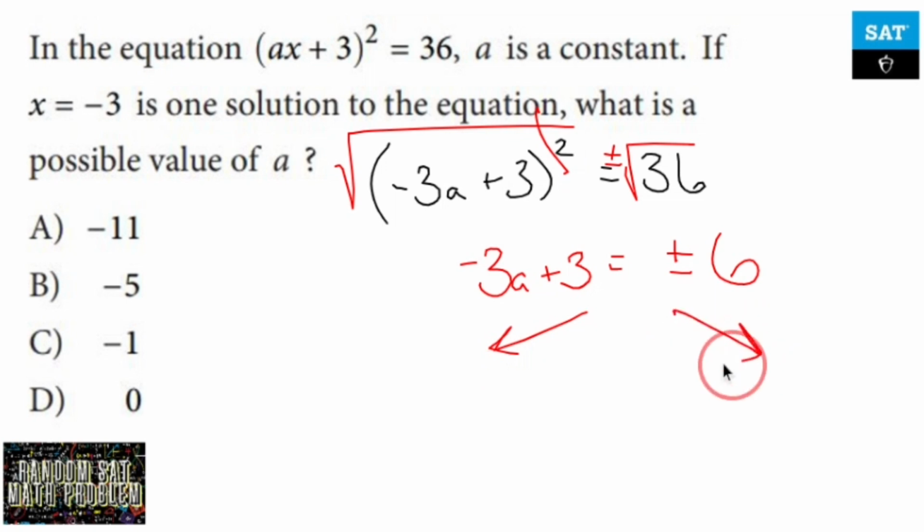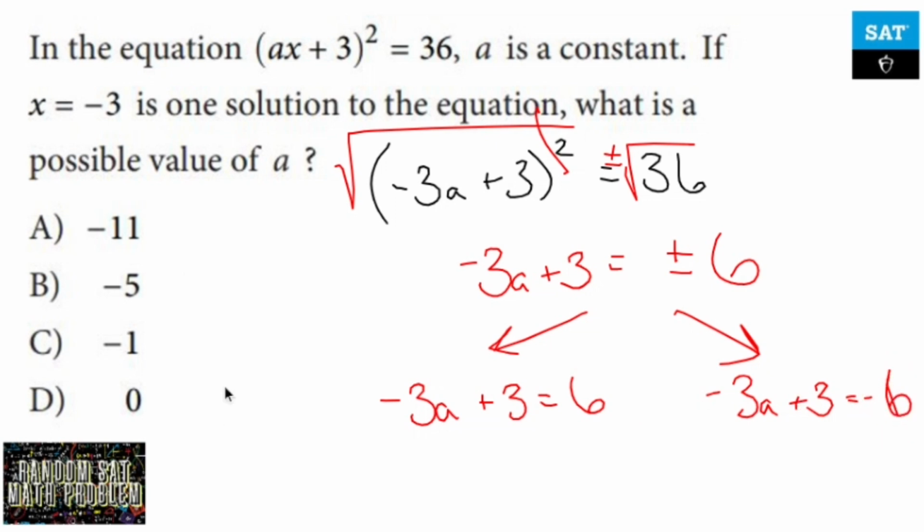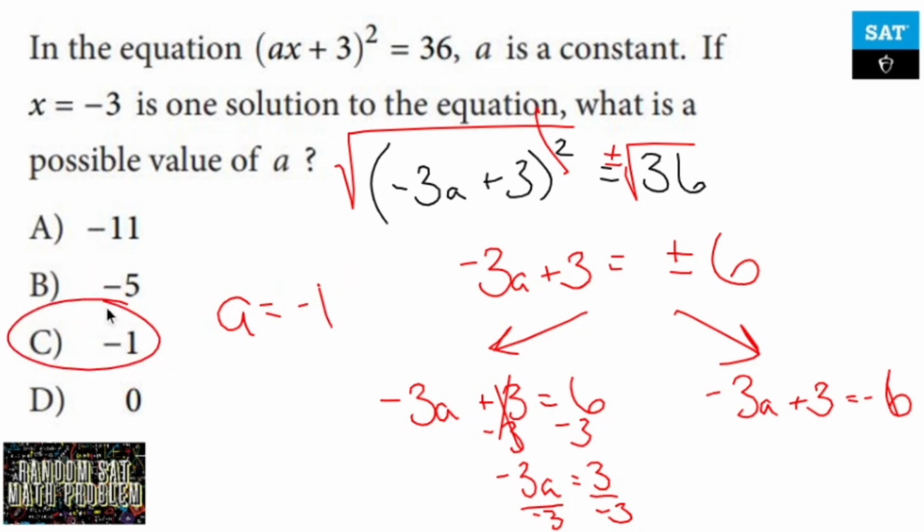Now what I have is two separate equations. Negative 3a plus 3 equals positive 6, and negative 3a plus 3 equals negative 6. I'm going to get two answers. They only want one of them, so let's find out which one we need. Subtract 3 from both sides. Negative 3a is going to be 3. Divide both sides by negative 3. And one of my possible solutions is 3 divided by negative 3, which is negative 1. So I have my answer.